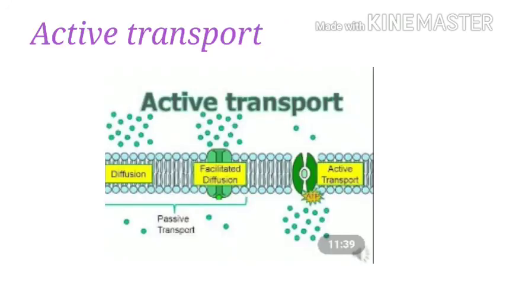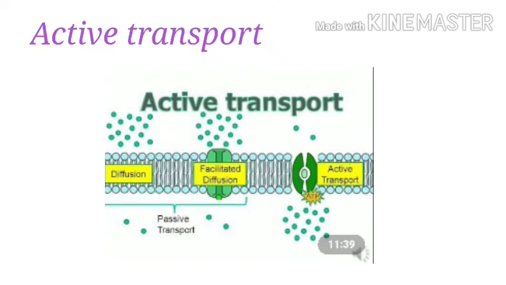Next is active transport. In some instances, absorption takes place against the concentration gradient that I told you earlier. Molecules are absorbed from a region of lower concentration to a region of higher concentration by utilizing energy and with the help of a carrier protein. This process is called active transport.